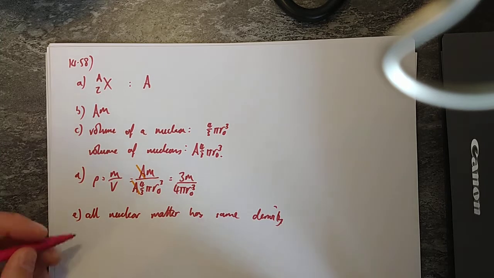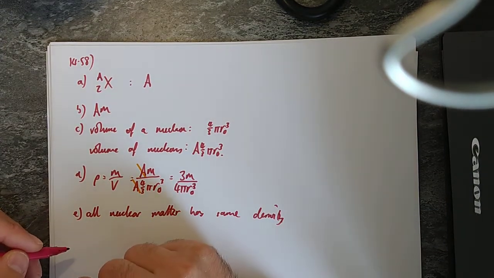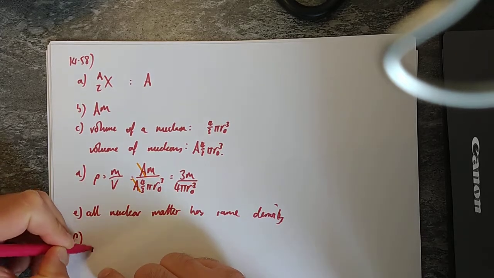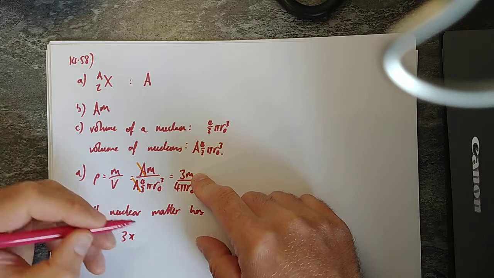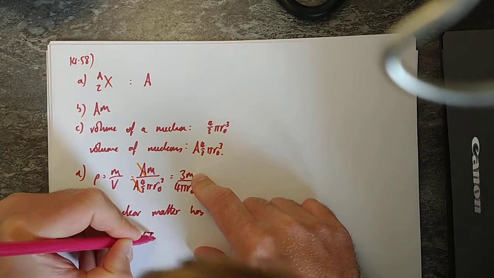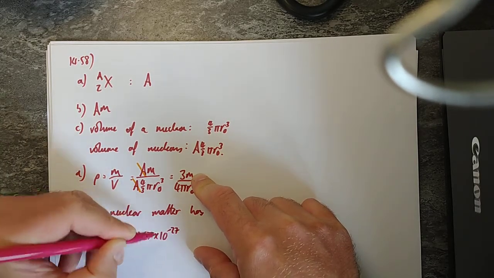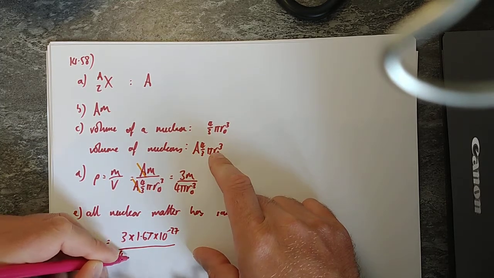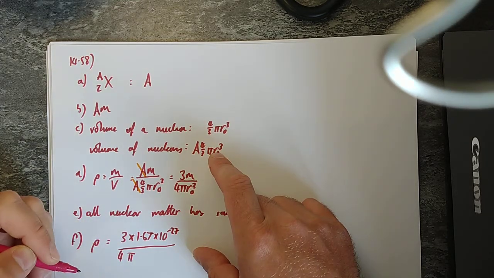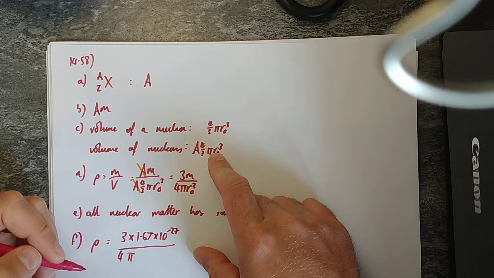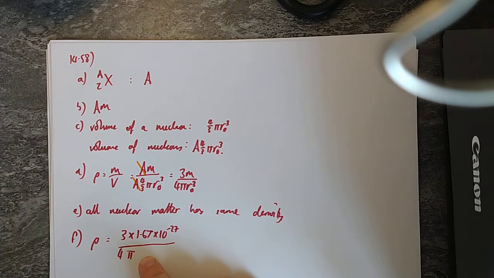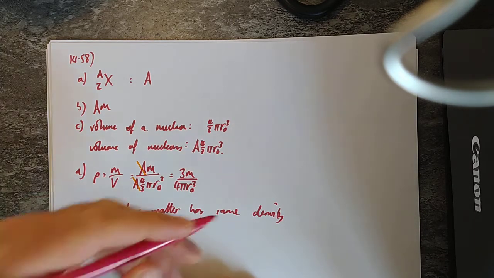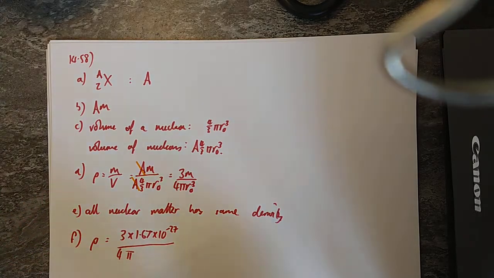So all nuclear matter has the same density, and for part F we have to work out what that density is. The density is equal to 3 times the mass of a nucleon, which is 1.67 times 10 to the minus 27 kilograms, divided by 4 pi times r0 cubed. Now r0 here was the radius of a nucleon.